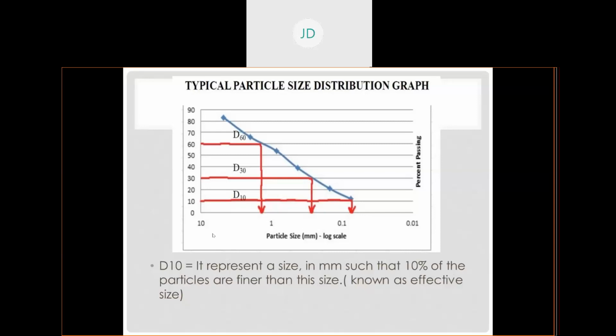So this point represents, say, 2. Since it is increasing in this direction, let's say it is 2. So what is the value of D60? D60 value is 2 millimeter.